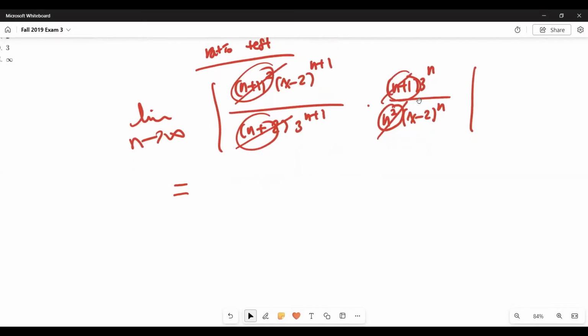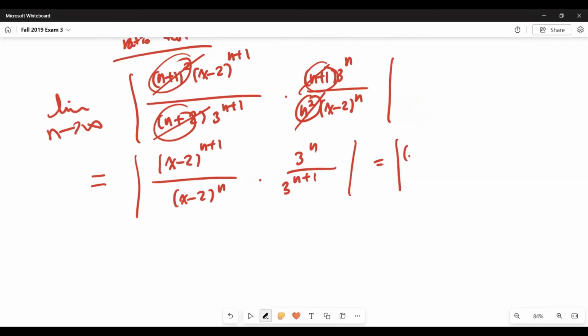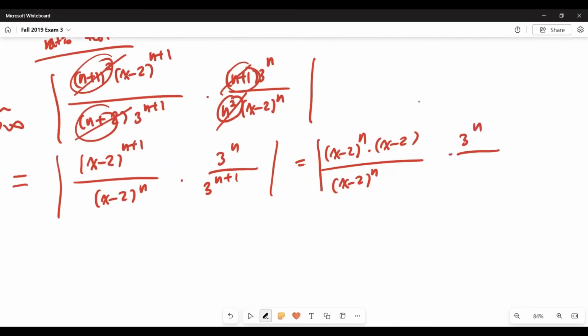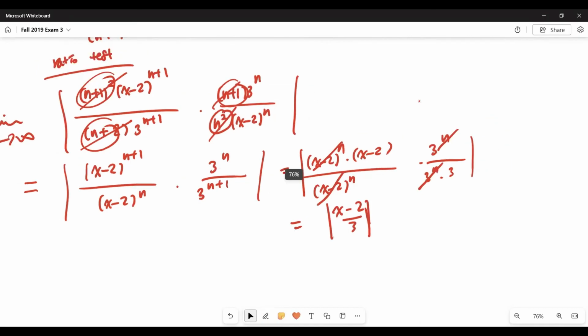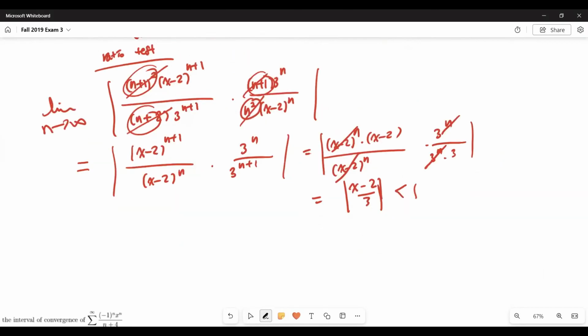So you can write this as (x - 2)^(n+1) over (x - 2)^n times 3n over 3n + 3, which can be written as (x - 2)^n times (x - 2) over (x - 2)^n, and then times 3n over 3n times 3. So this term will be cancelled out, this term will be cancelled out. So this is eventually left with |x - 2|/3. And we know that it has to be converging because it's asking the radius of convergence. So this is less than 1.